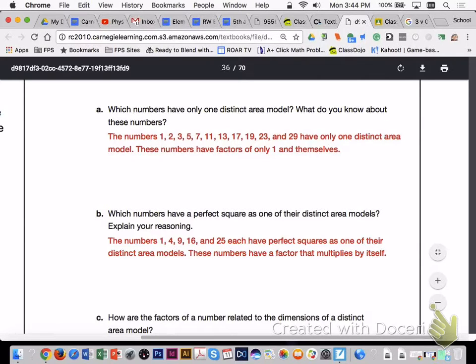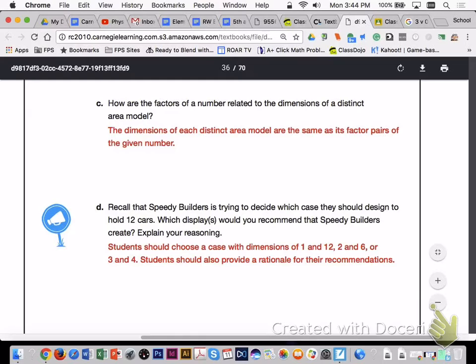For letter B, the numbers 1, 4, 9, 16, and 25 each have perfect squares as one of their distinct area models. These numbers have a factor that multiplies by itself. For letter C, the dimensions of each distinct area model are the same as the factor pairs of the given number. And for letter D, the case that students should choose for Speedy Builders should be dimensions of 1 and 12, 2 and 6, or 3 and 4.